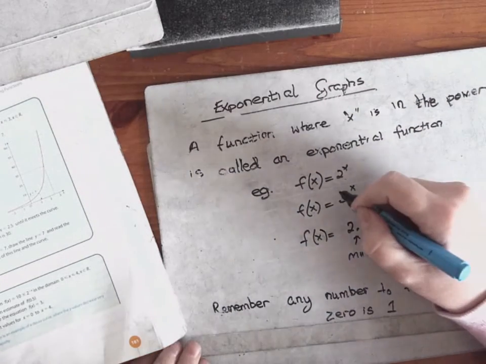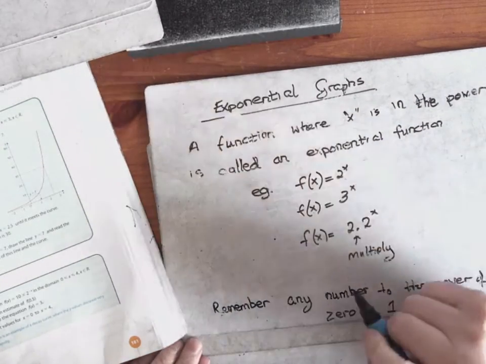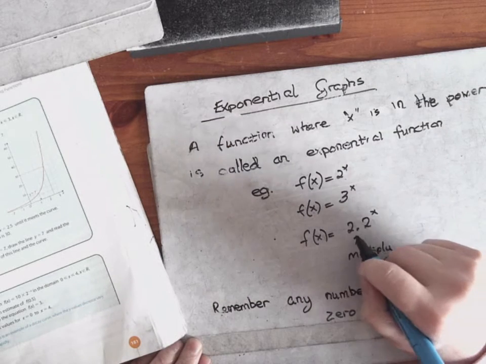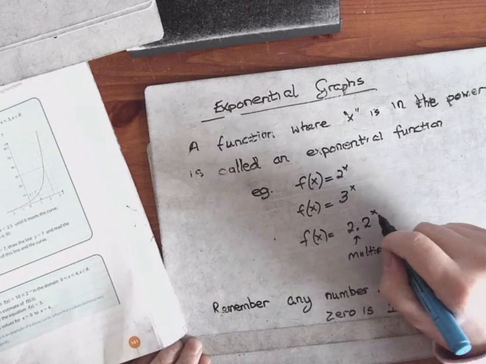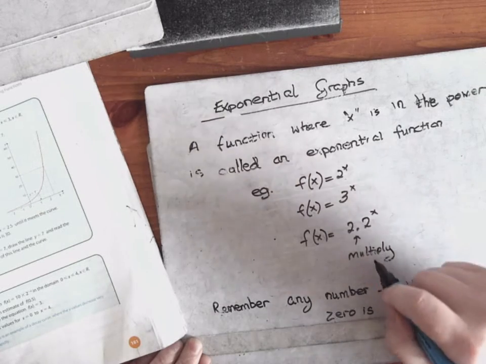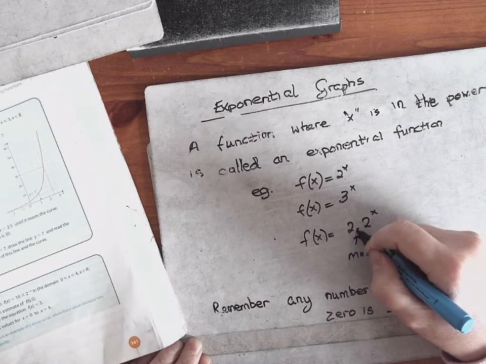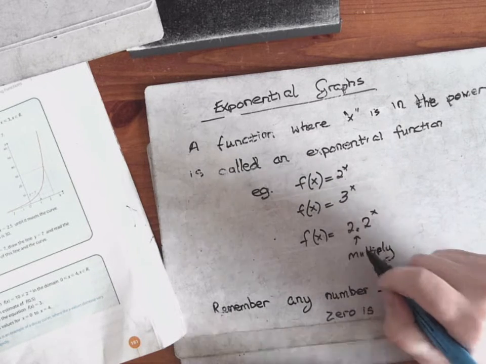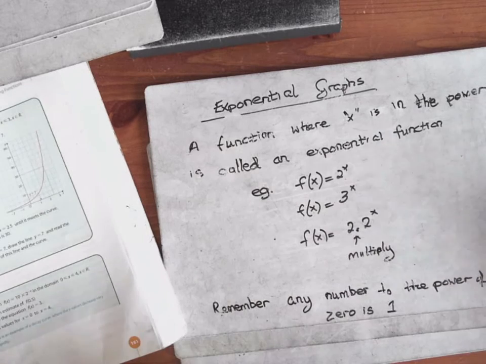For example, f of x equals 2 to the power of x. f of x is equal to 3 to the power of x. f of x equals 2 multiplied by 2 to the power of x. So the letter is in the power. This is a multiply sign, girls. I didn't put an actual multiply sign because it looked like an x then, so I just put a dot for the multiply sign. Okay.